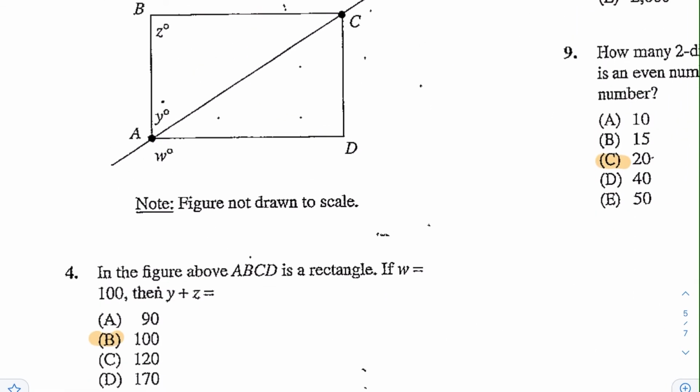Next, for number 4, in the figure above, ABCD is a rectangle. If W is equal to 100, then Y plus Z is equal to what? Here, you know that in a rectangle, all the angles are right angles. So in a rectangle, all the angles are equal, and they're equal to 90 degrees. So you know that Z has to be 90 degrees.